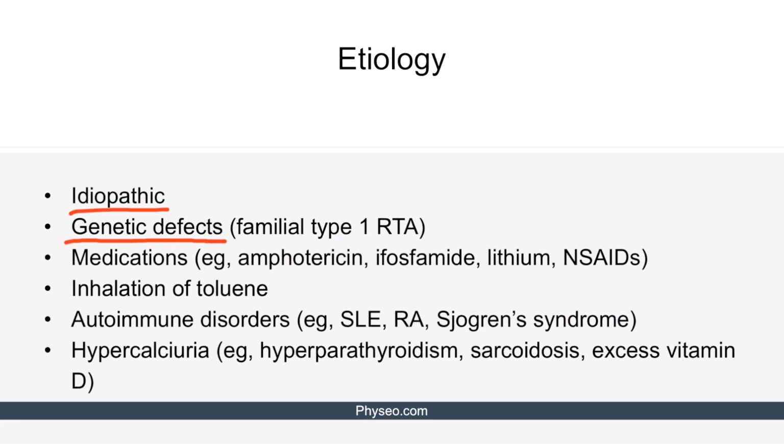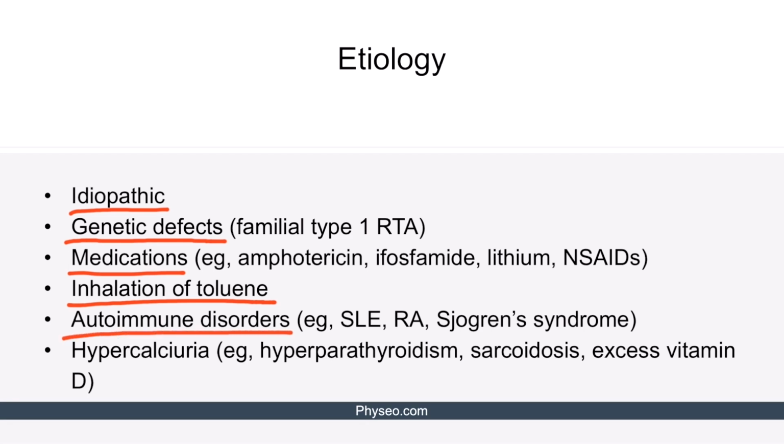Adults commonly develop idiopathic RTA, whereas genetic defects are common in the younger population, involving genetic mutations in exchanger or transporter genes. Nephrotoxic medications such as amphotericin, ifosfamide, lithium, and NSAIDs can also cause RTA. Among individuals who sniff glue, toluene is also one of the well-known causes of distal RTA in drug abusers.